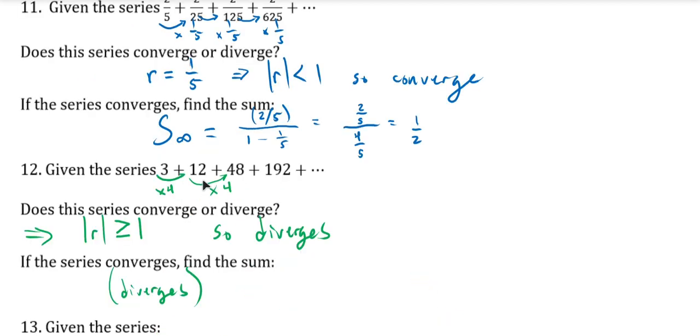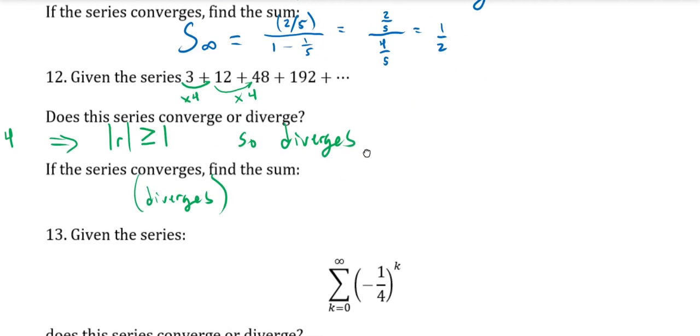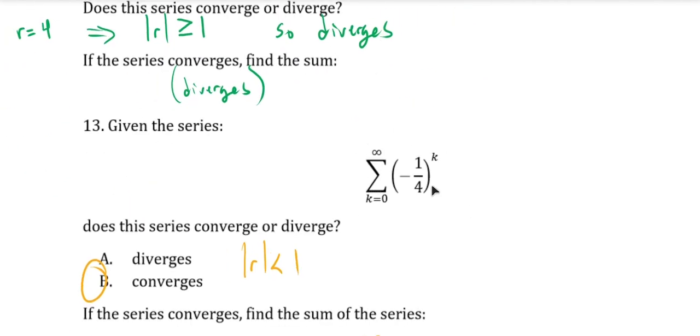Here we have something where we're going up by multiplying by 4 each time. That means our common ratio is greater in magnitude than 1, greater than or equal to, and so it diverges. Hence, we need not try to find its sum at this point in time. Here we have another series, sum from 0 to infinity now.